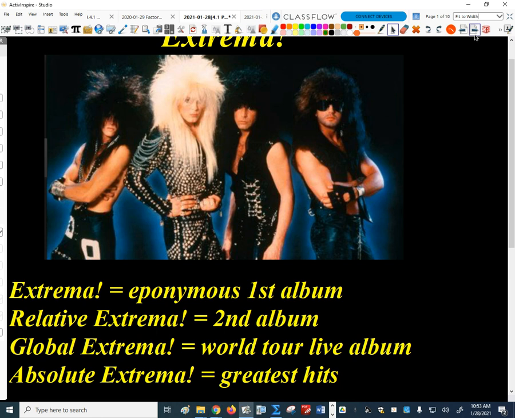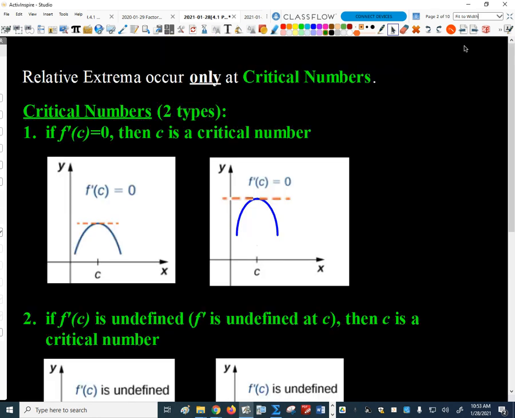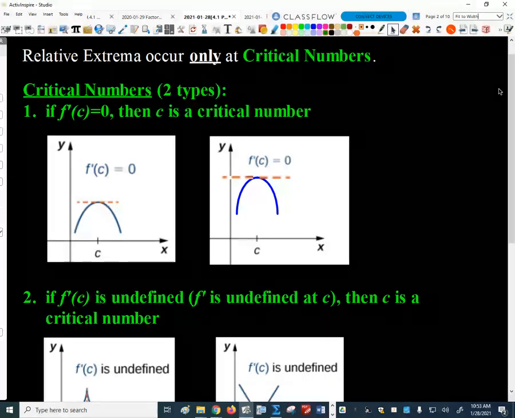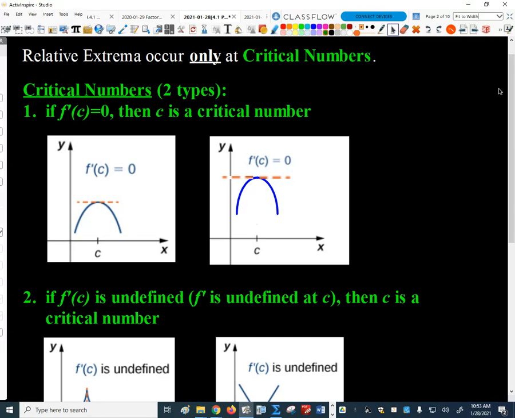Okay, so here's what we talked about last time. Just a quick review of some important stuff. Remember, we said that relative extrema occur only at critical numbers, right? There are two types of critical numbers. Relative extrema meaning peaks and valleys, right? Relative maxima would be peaks, relative minima would be valleys, okay?